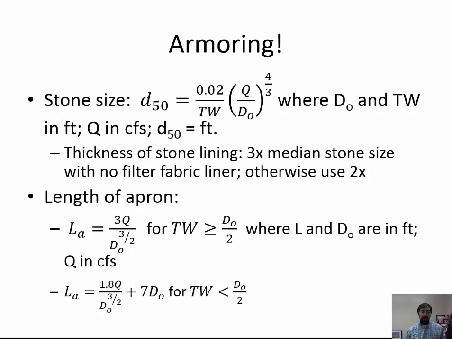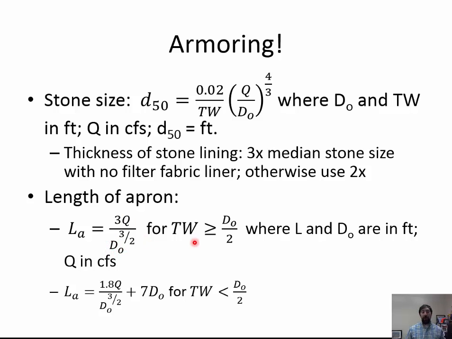So that's how we size the stone. How do we figure out the length of the apron? Well, again, it goes back to this, right? So this length of the apron is going to be dependent on what the flow coming out of the culvert is and what the size of the opening of your culvert is, right, of that exit.